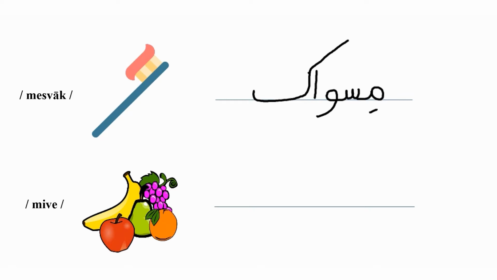The next word is mive. Mive. Again, we start with me, then the long vowel e, mi, with 2 dots. Then here comes ve, mi, ve. And finally, we have e, the isolated e, mi, ve. E is not connected to ve because ve does not take any letters from the left side. So we have 1 here and 1 ve here.